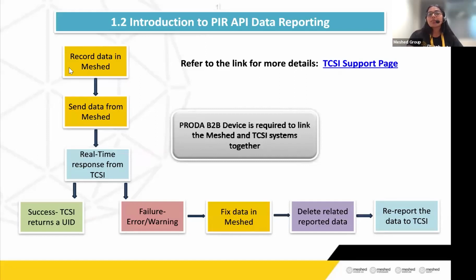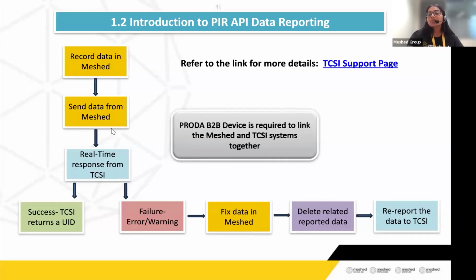So the first step, what you're currently also doing, is recording data in the mesh system. So you just record data for students, campus, course, enrollment, staff, everything in the mesh system itself. Once you have recorded the data, instead of extracting the data files, you can directly send that data from mesh to TCSI, which will be done via the use of a B2B or Proda device, which we will talk about in the further slides.